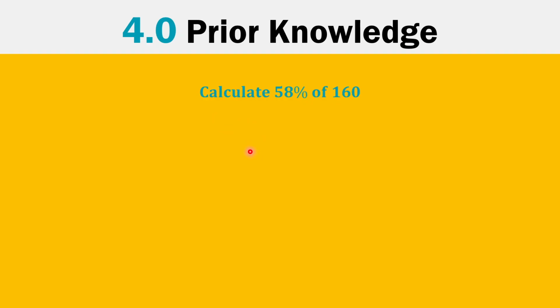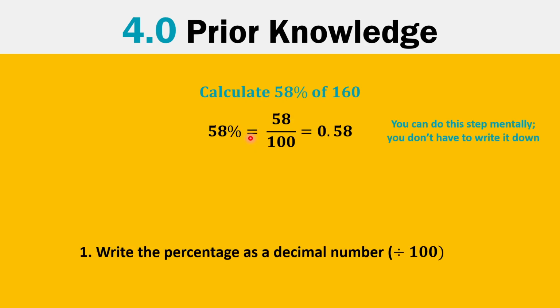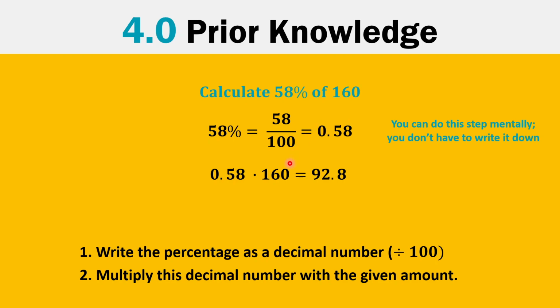The most basic of percentage-based calculations: calculate 58% of 160. The first thing that you can do is write a percentage as a decimal number. For example here, 58% per 100 can be written as 58 out of 100, so that's the decimal number 0.58. You can do this step mentally, you don't have to write this down separately on your test. And then step 2 is multiply that with the given amount, in this case 160.